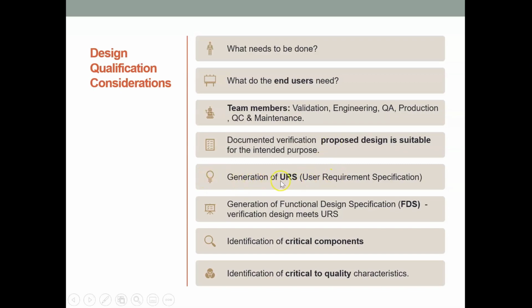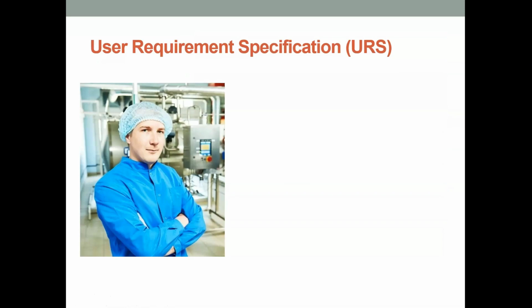Next thing you're going to be doing is generating your URS, your user requirement spec. So this is detailing what the end users need the item to be able to do. You're going to be generating your functional design specification, your FDS. So again, that's going to be linked up with your URS. You have to identify what the critical components are, because these are going to be the cornerstones of your validation plan, and identify what the critical to quality characteristics are, again, so that you can design a good quality validation plan around it.